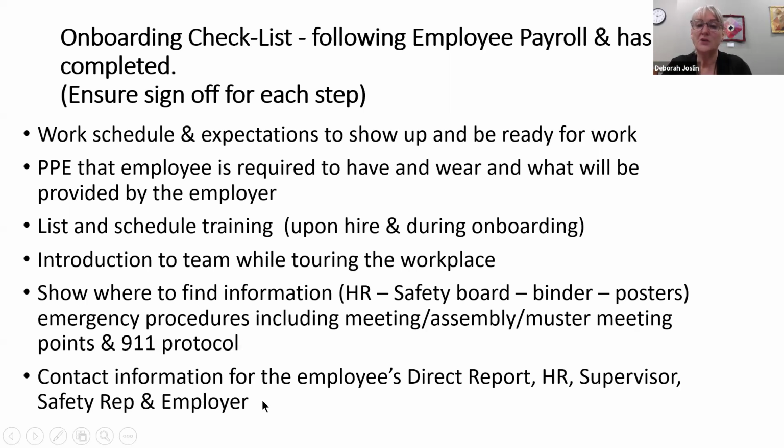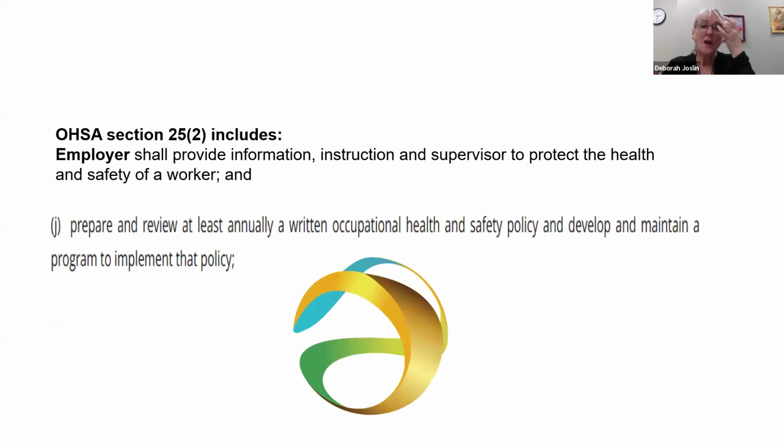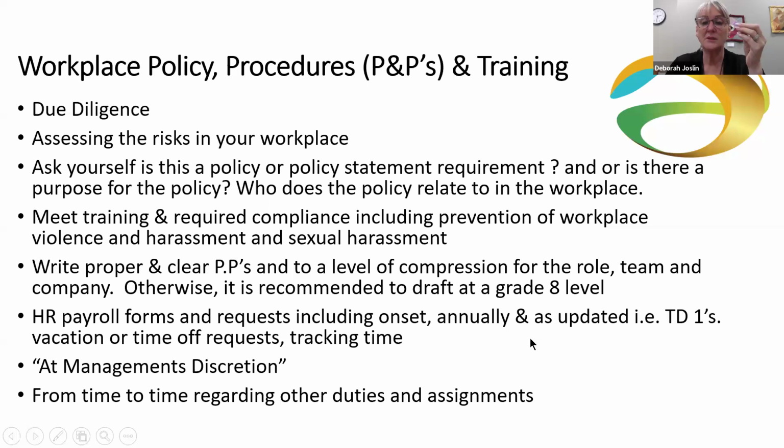Contact information for the employee's direct report, HR, supervisor, safety rep, and employers required. Under the Occupational Health and Safety Act, Section 25, there are 2 points here that are important, just so that you are aware of where this information comes from and the governing bodies. Every employer shall provide information, instruction, and supervision to protect the health and safety of a worker, and prepare and review at least annually a written occupational health and safety policy, which is in statement, and develop and maintain a program to implement the policy. So it is mandated, and that's where HR and safety are tied together again.